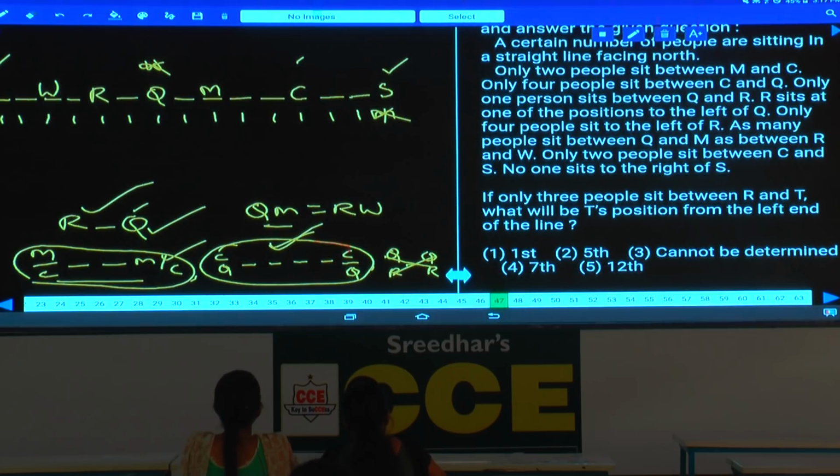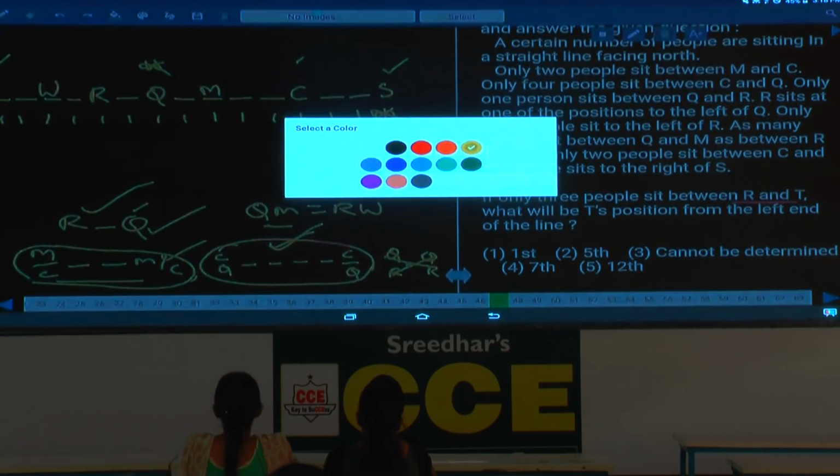Then question number 47. If only 3 people sit between R and T. Between R and T, how many persons are there? There are exactly 3 persons. As 3 persons sit between R and T, what are the different possibilities for this T? Tell me. There are only 3 people between R and T.